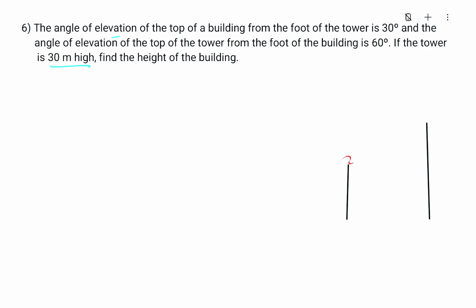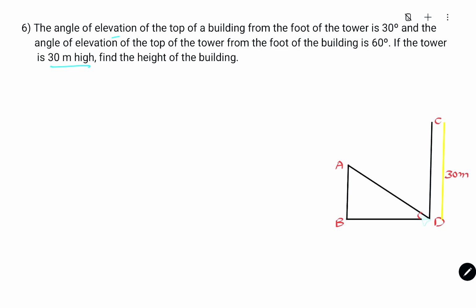Now write the names of these vertical lines. This is AB. This is CD. Now join BD. Now the length of the tower is 30 meters. Now the angle of elevation from the foot of the tower is 30 degrees. Join AD. Here the angle of elevation is 30 degrees. Now the angle of elevation of the top of the tower from the foot of the building is 60 degrees. Here 60 degrees. Now join BC.